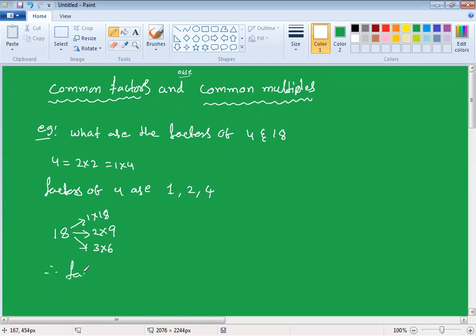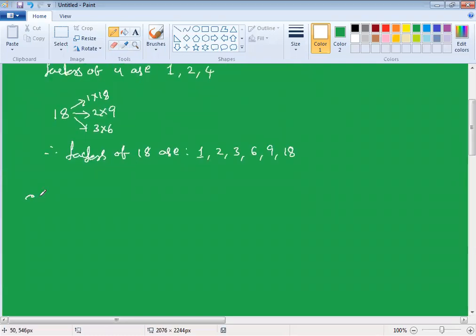Therefore, what are the factors? Factors of 18 are 1, 2, 3, 6, 9, 18. 1 18 ja 18, 2 9 ja 18, 3 6 ja 18, 6 3 ja 18, 9 2 ja 18, 18 1 ja 18. So we can't write it any other way except these. So these 6 are called the factors of 18. Now I am taking two more numbers as an example.